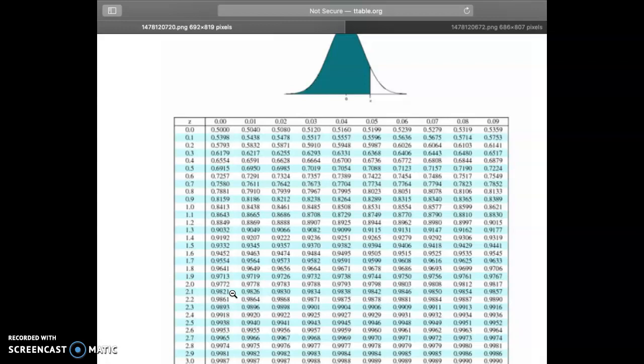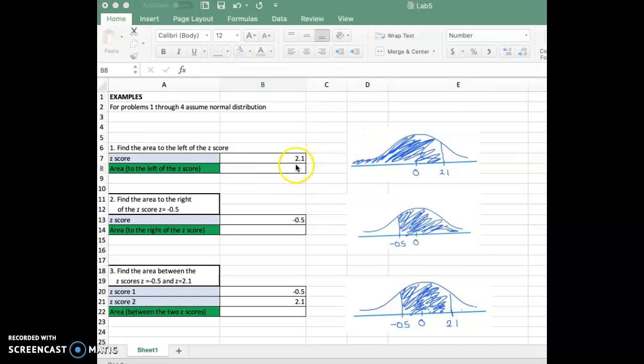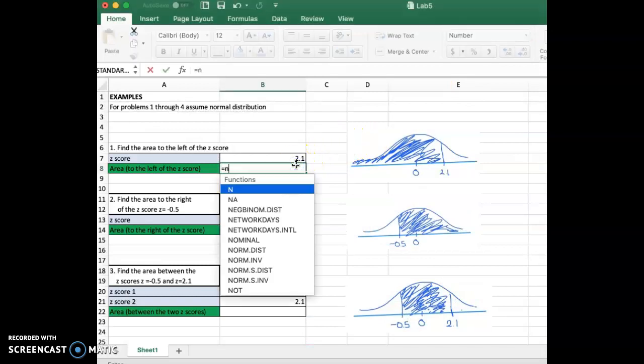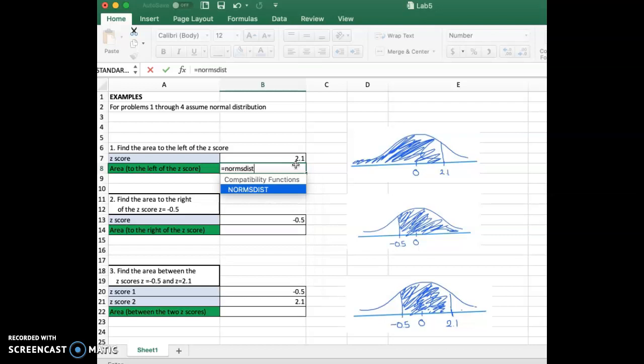We will be able to find this value using the built-in function in Excel, which is called NORM.S.DIST. If you write down NORM.S.DIST, and over here is the z-score, select this B7 and hit enter, you will be able to get 0.9821, which we already found on our z-score table.